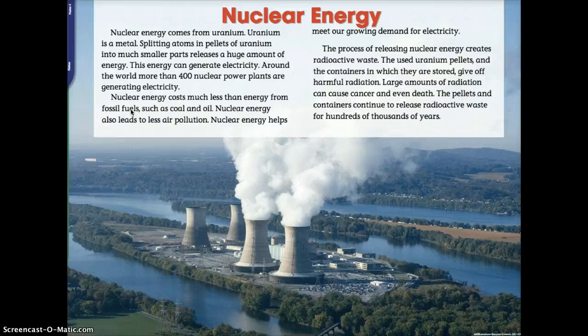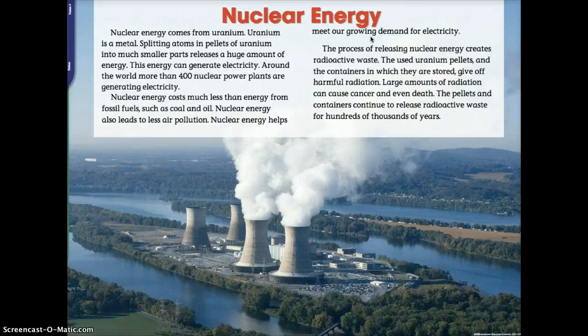Other parts of the passage state that nuclear energy does not pollute the air. Nuclear energy also leads to less air pollution. And nuclear energy helps meet our growing demand for electricity. Together, the clues suggest that nuclear energy is a clean and efficient way to make electricity.